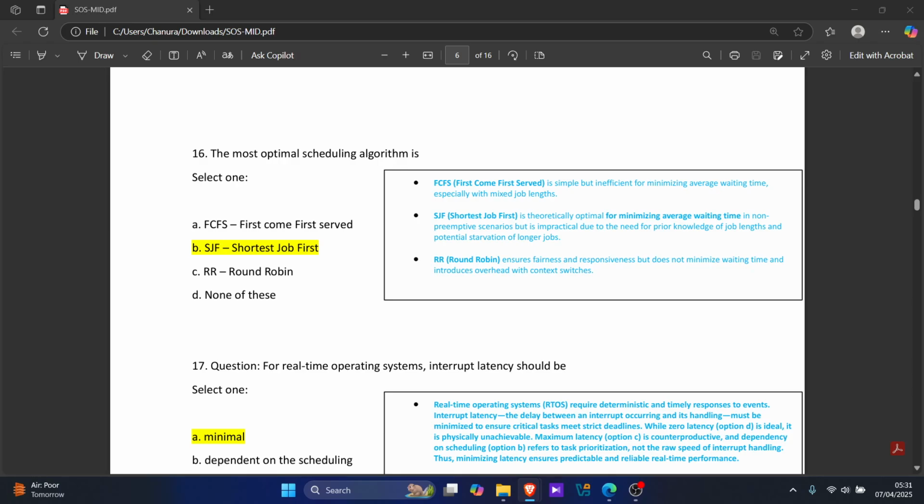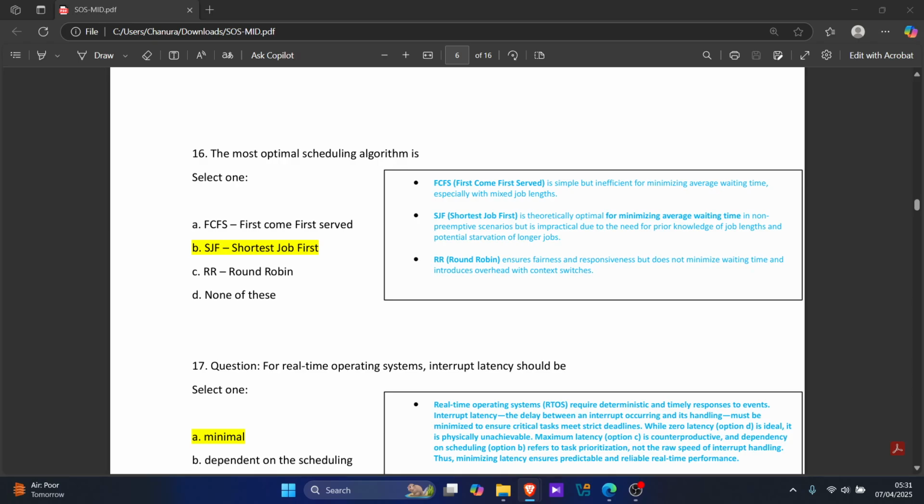Alternatively, maybe the question is a bit of a trick. SJF is theoretically optimal for minimizing average waiting time, but the answer here is none of these because the question is phrased as the most optimal scheduling algorithm. And perhaps the intended answer is that none of the listed algorithms are optimal universally. Or maybe there's another algorithm like shortest remaining time first, which is the preemptive version of SJF, that's considered more optimal but isn't listed here. Since SRTF isn't an option, the answer would be none of these.